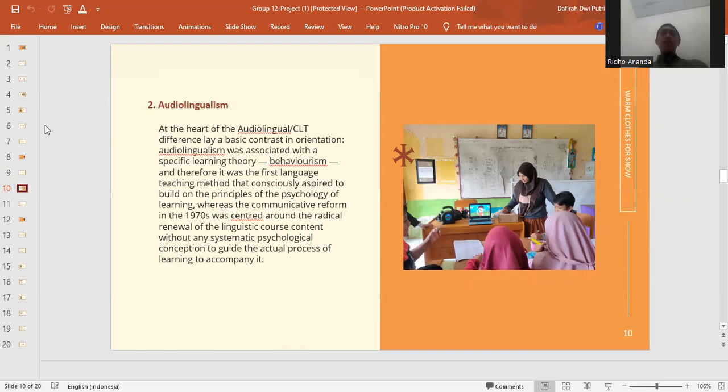the linguistic course content without any systematic psychological conception to guide the actual process of learning to accompany it. This is well illustrated by the fact that while the linguistic content of the communicative syllabus was informed by a number of cutting-edge theoretical strands, such as Austin's 1962 and Searle's 1969 speech act theory.